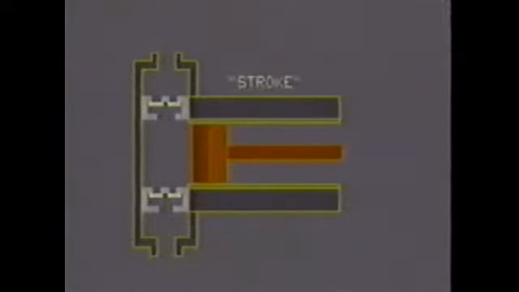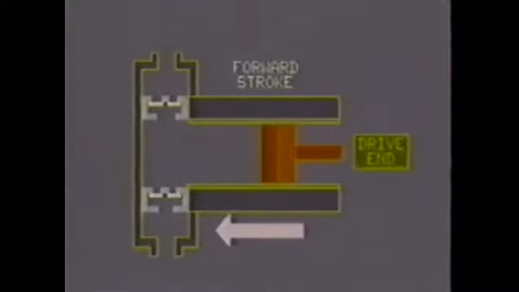Movement of the piston from one end of the cylinder to the other end is the stroke. A forward stroke is movement of the piston away from the drive end of the compressor. Movement of the piston toward the drive end of the compressor is the backstroke. The full stroke is the movement of the piston from one end of the cylinder to the other end and back to its original position.